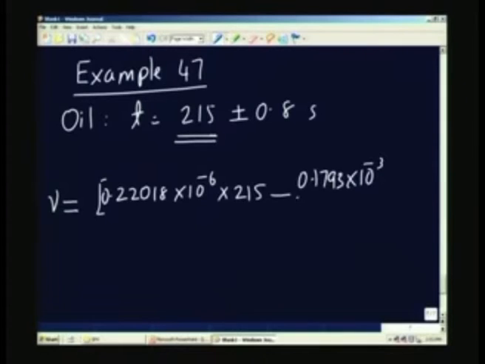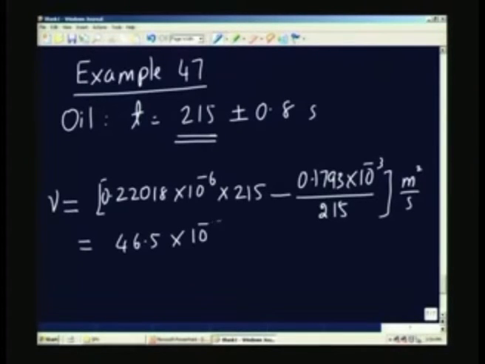What I have done is that 10 to the power of minus 3 outside the formula has been taken inside, divided by 215 again, so many meters square per second. So, it is a very simple and straightforward problem. So, this comes to 46.5 into 10 to the power of minus 6 meters square per second. This is the kinematic viscosity of the oil sample.